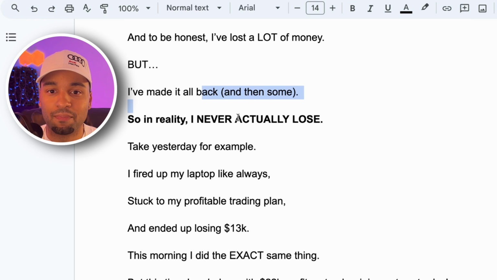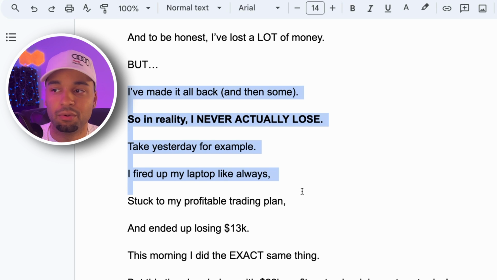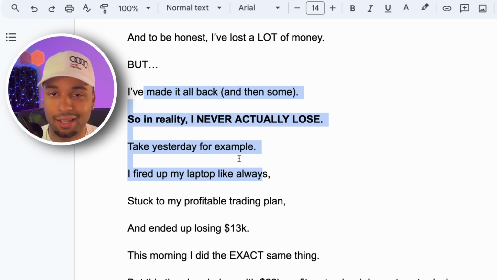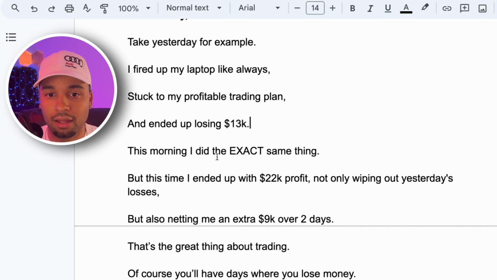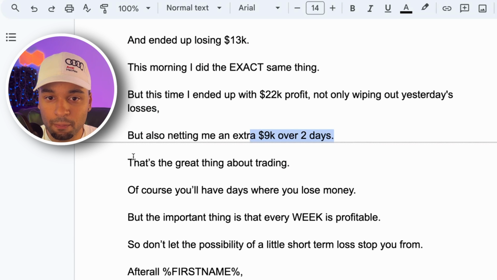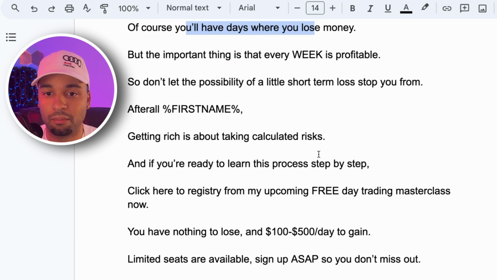But I've made it back and then some. So this is where I actually get into handling the objection. Okay, so yeah, whatever. I lose money on a day-to-day basis, but I gain money every single week. And now it got the gears turning. It got people actually thinking. Ended up losing 13K. Did the exact same thing the next day. Ended up 22K profit, making me profitable by 9K over the 2 days. And that's the great thing about trading. Of course, you'll have days where you lose. Weeks will be profitable.